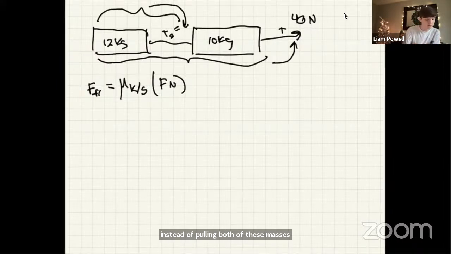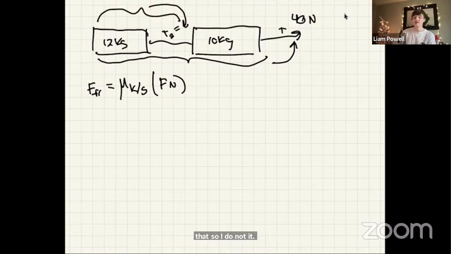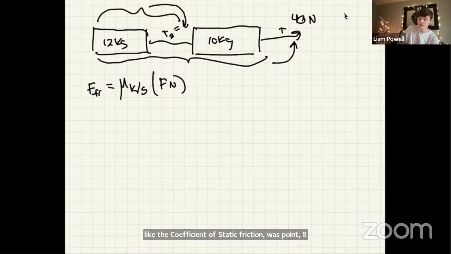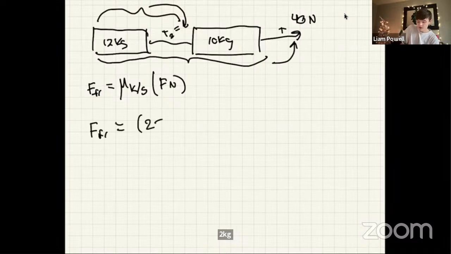Okay, and then the max amount of force required inhibits motion if it's too much. So we can calculate that. I did not fully look at this problem and it did not give us a coefficient of static friction, but let's say the coefficient of static friction was 0.8. And then we can add up the masses. So that is 22 kilograms.